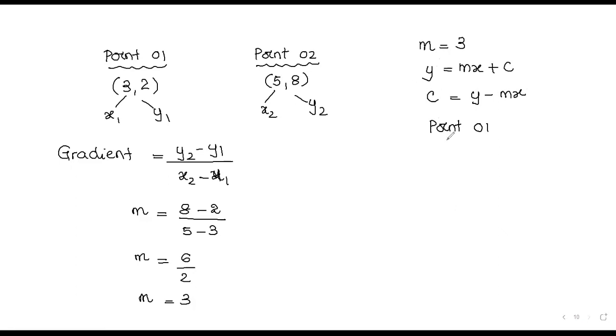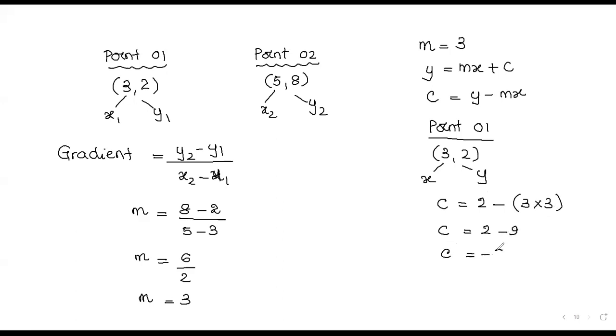Again, I prefer to take the lesser value. That is 3, 2. Here it is the x value, here it is the y value. Then I can find the c value. y is 2 minus 3 multiplied by 3. The x value is 3 and the gradient value was also 3. So then c is equal to 2 minus 9, and c is equal to negative 7. Therefore, the equation should be y equal to 3x minus 7.